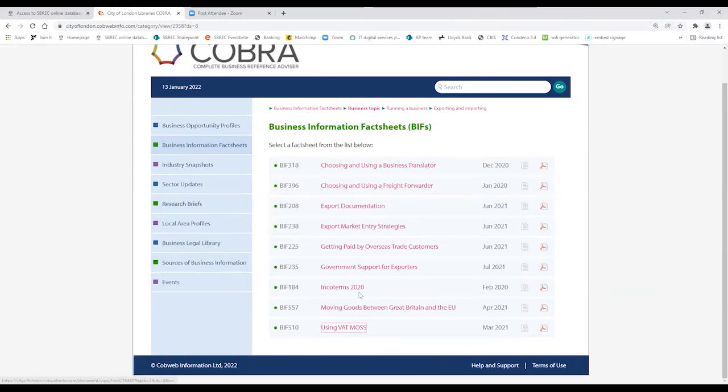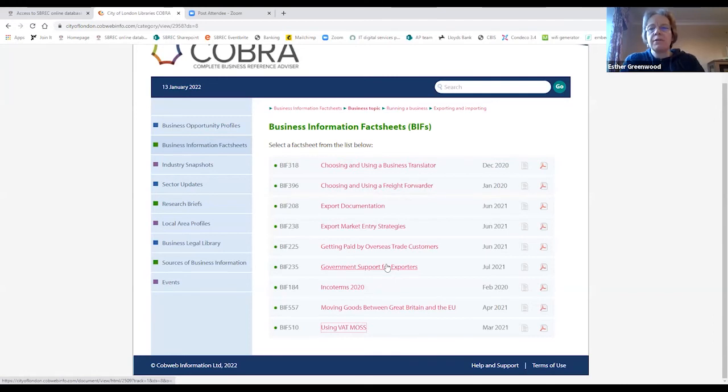Okay. What did you say before this? Where I can find it? Yes. On the government's website, so gov.uk. And they had a whole section on importing.